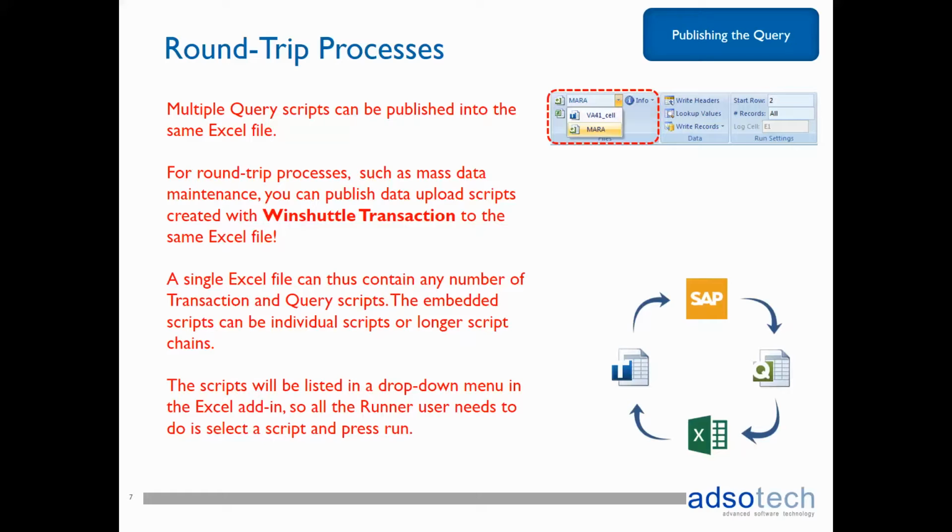In addition to query scripts, you can also publish WinShuttle transaction data upload scripts to the same Excel template to enable users to seamlessly run data round-trip processes using the add-in. This means the runner users can, for instance, first run a query script to extract the data from SAP, manipulate the results in Excel as needed, and finally run a transaction script to upload the changes back into SAP. All this without ever leaving Excel.